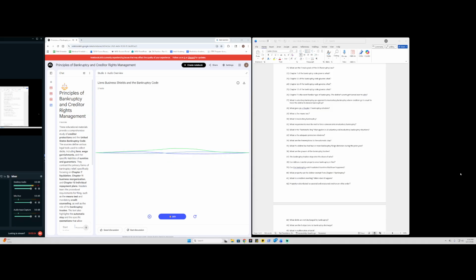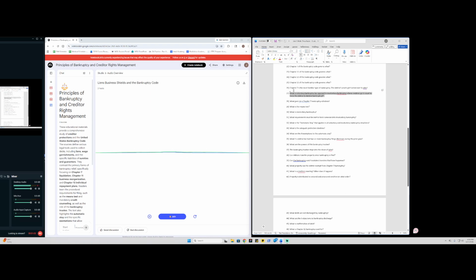Absolutely. You've hit on the crucial mechanism of Chapter 7. That's right. The moment an individual files Chapter 7, an estate is created. And yes, the debtor's non-exempt assets are indeed turned over to a bankruptcy trustee. That trustee's job is specifically to collect those available assets. They then reduce those assets to cash for distribution to creditors.